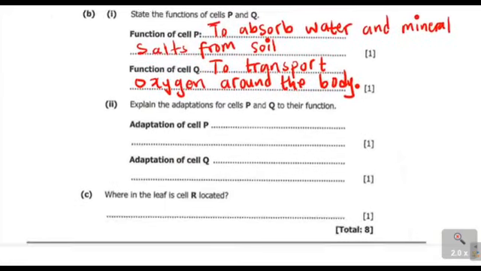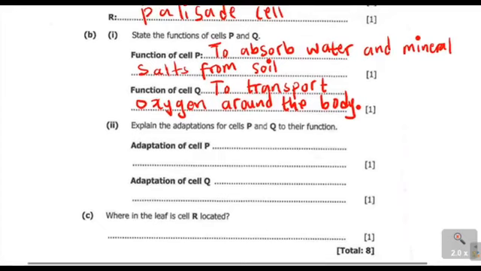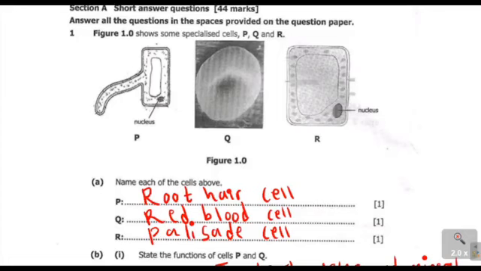So this is our second question right here. The question reads, explain the adaptations for cell P and Q to their functions. All right. So they want us to explain how cell P and cell Q are adapted to their functions. Okay. So adaptation simply refers to how a cell is able to perform its function.